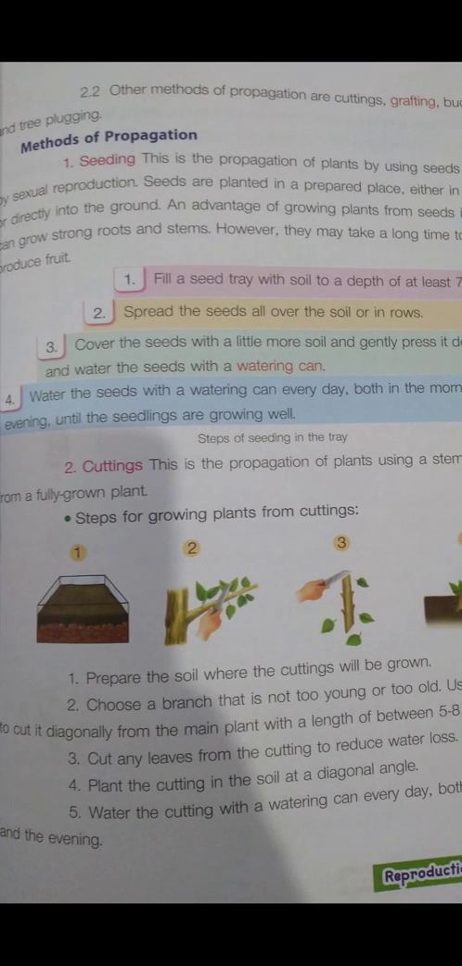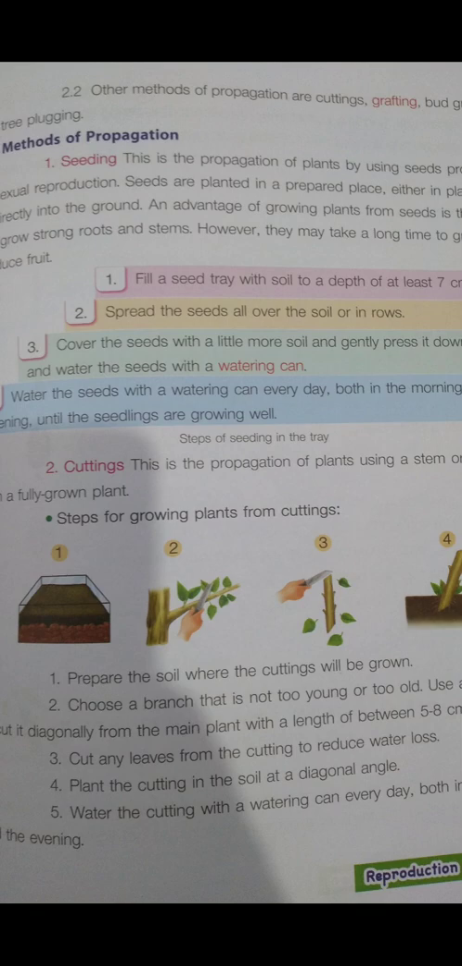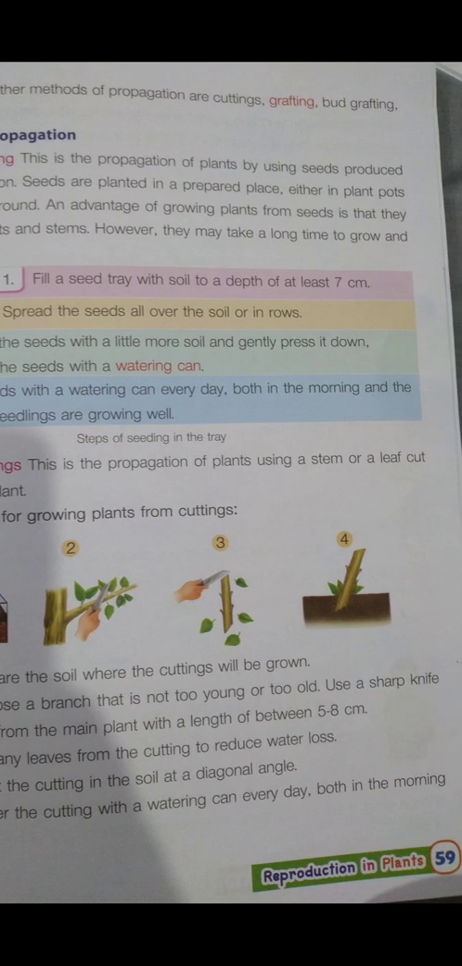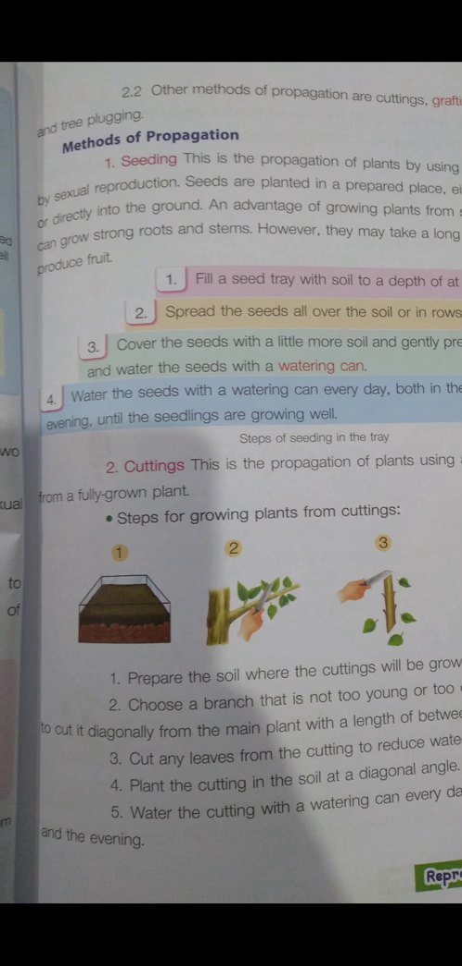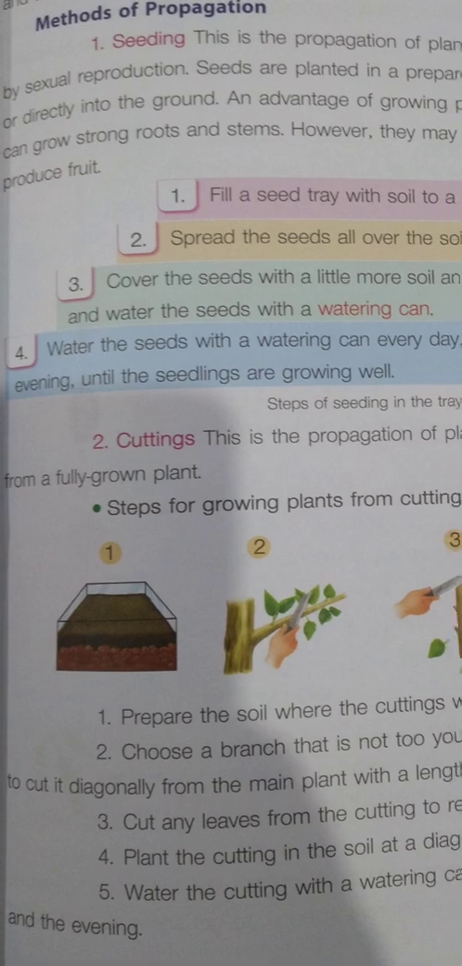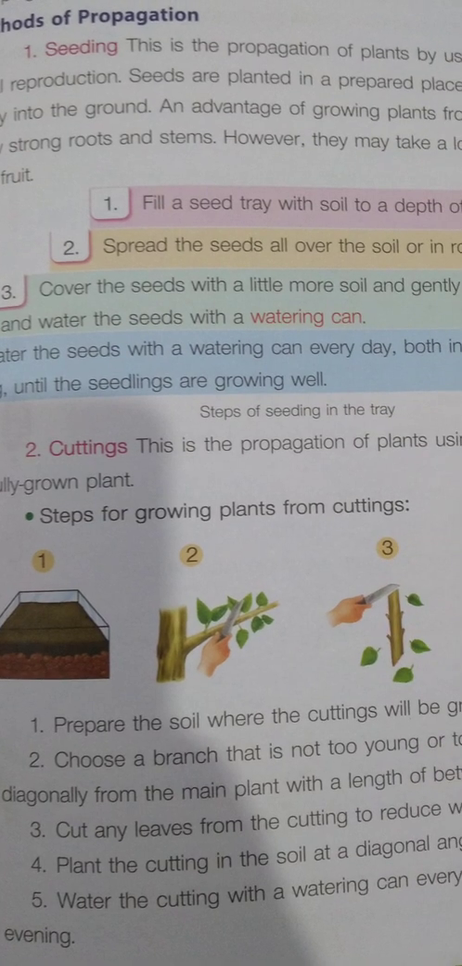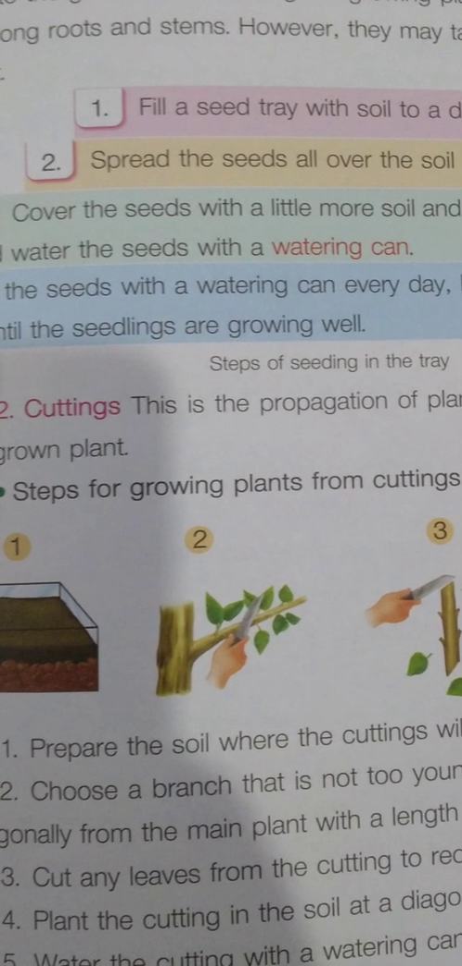And another propagation method is cuttings. Cuttings is the propagation of plants using a stem or a leaf cut from a fully grown plant. These are the steps for growing plants from cuttings.